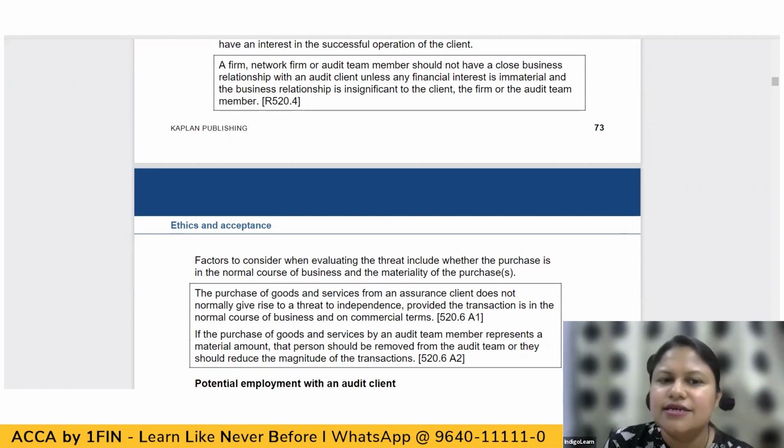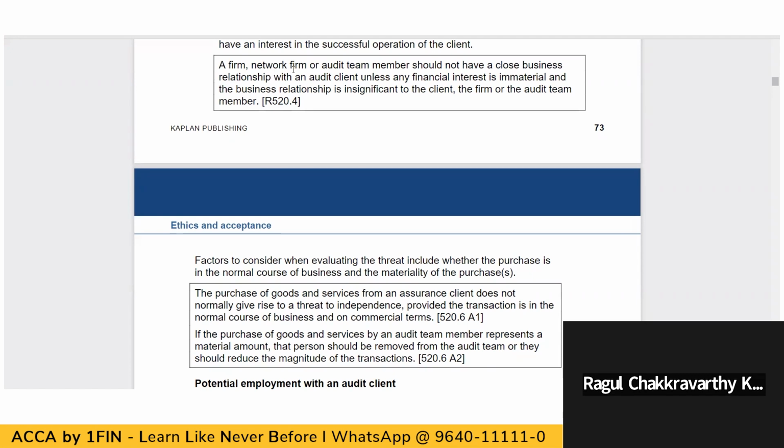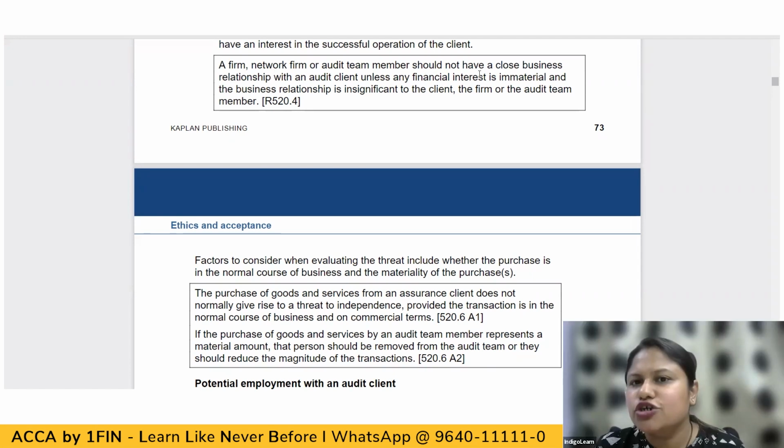Correct? Then the firm, network firm or the audit team member should not have a close business relationship with an audit client unless any financial interest is immaterial. So once in a while, like taking the Airtel connectivity, which is immaterial, that is fine. We have no problem. And the business relationship is insignificant to the client, the firm and the audit team member.